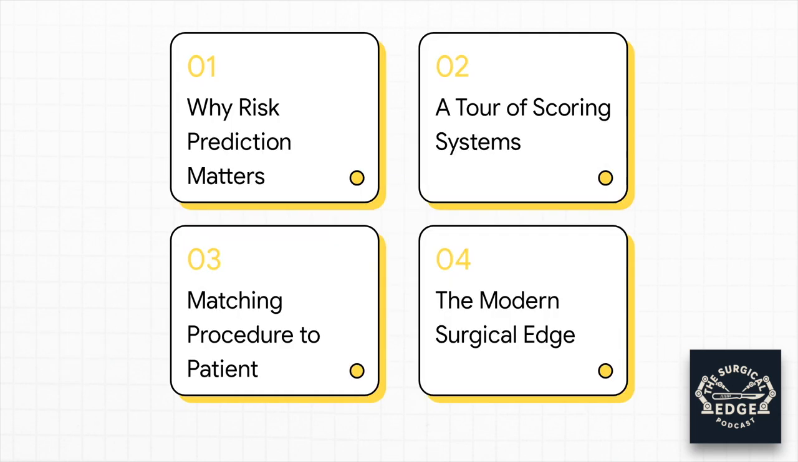So here's the game plan. First, we'll cover why this all matters so much. Then, we'll take a quick tour of the key scoring systems in your toolkit. From there, we'll look at how we match the right procedure to the right patient. And we'll wrap it all up by talking about what gives surgeons the modern edge.